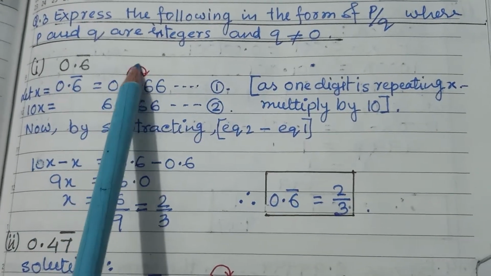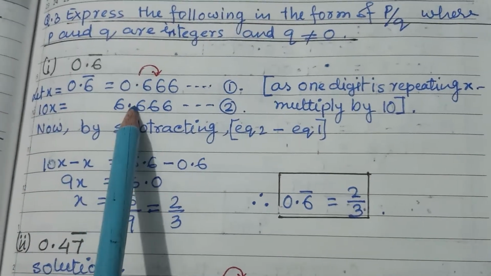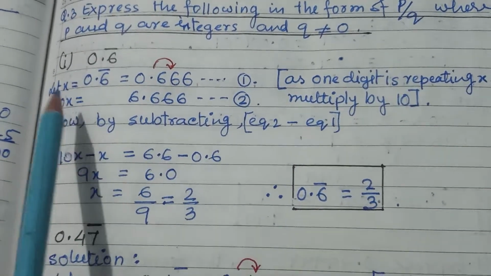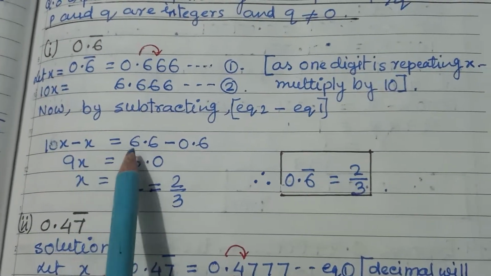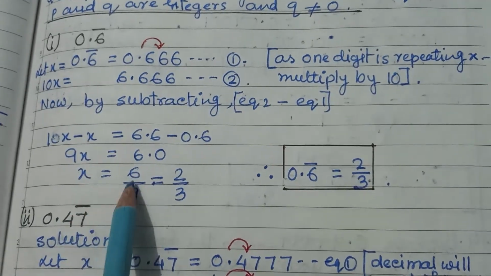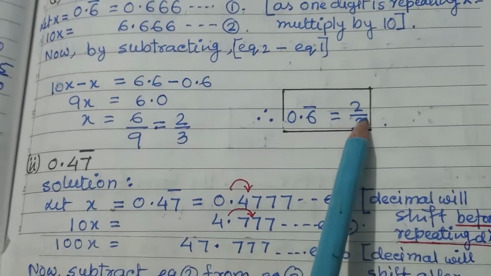If you change the decimal, it will shift after one digit. So 10x is equal to 6.666. Now subtract these two decimal expansions. It is 10x minus x is equal to 6.6 minus 0.6. Now 9x is equal to 6, and x is equal to 6 upon 9, equal to 2 upon 3. So it is changed into a fraction.